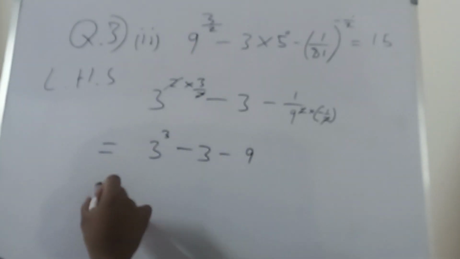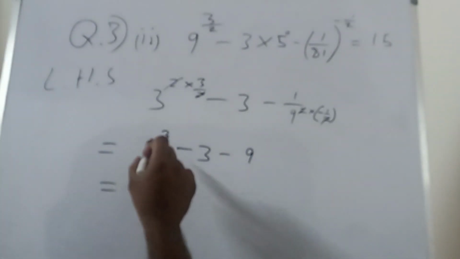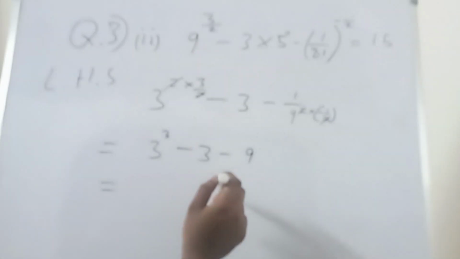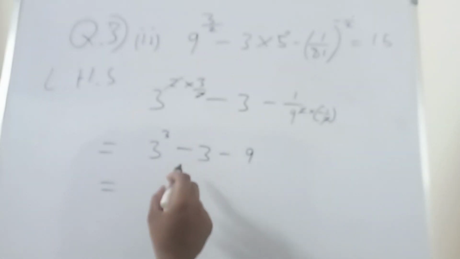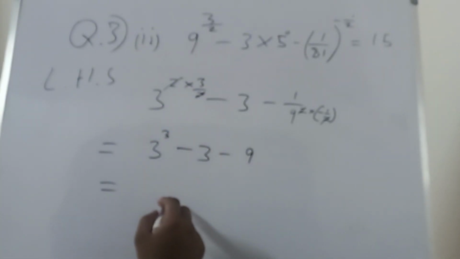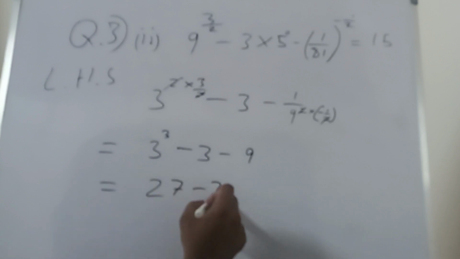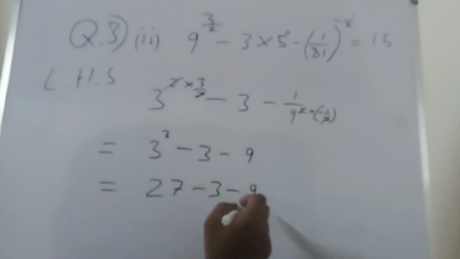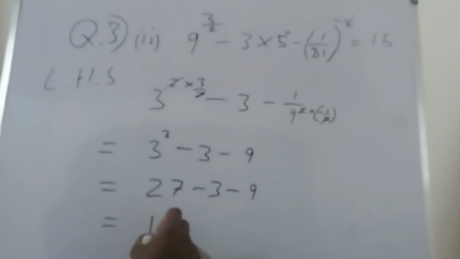So what we can do is, we can take common, but the easier way is to just solve this. 3 raised to the power 3, that is 3 to the 9 and 3 to the 27, minus 3 minus 9. So this is nothing but 15.